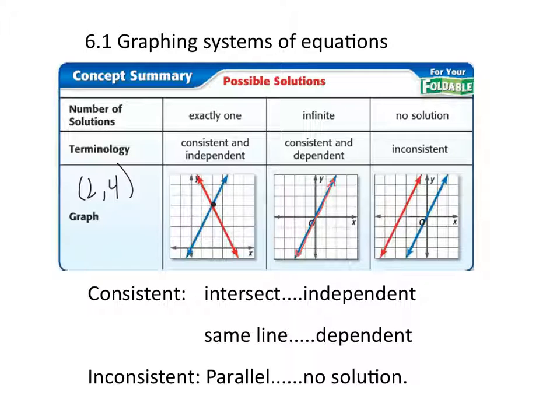The third graph here is two lines that are parallel, which means they have the same slope. So there would be no solution here because those lines do not cross at all, and the terminology to describe this system is inconsistent.